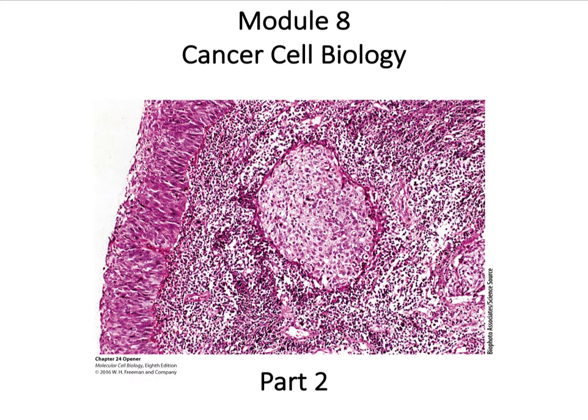Module 8, Cancer Cell Biology, Part 2. In Part 2, we are going to look at some examples of proto-oncogenes and oncogenes. And in Part 3, we are going to look at some examples of tumor suppressor genes.